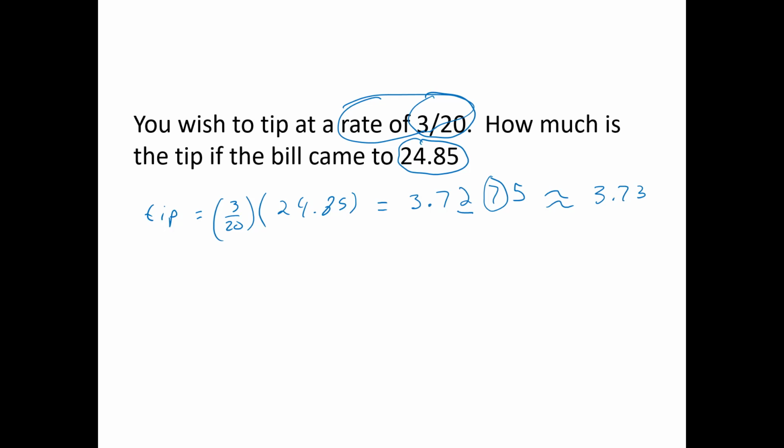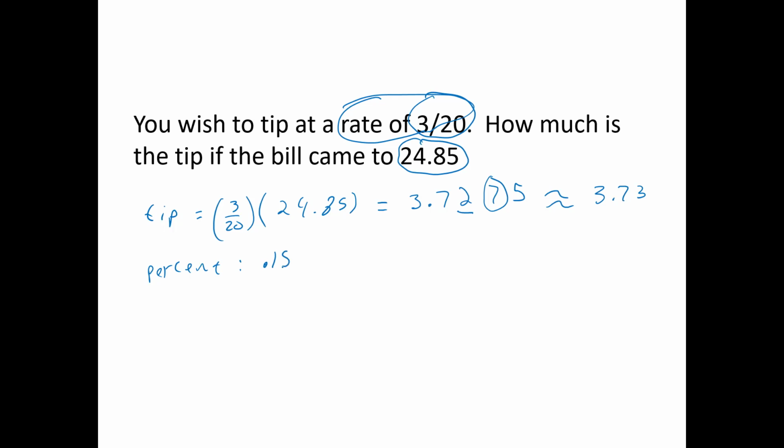And so that should be our tip. So that's what your tip should be. Now, another way to approach the problem is first figure out what is the percent. Three divided by 20 is 0.15.